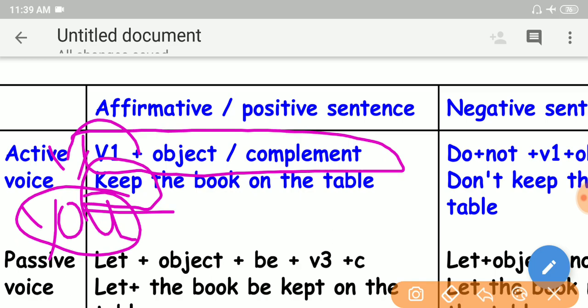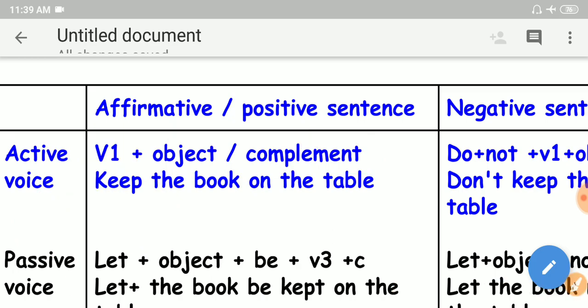For example, you keep the book on the table. That means the sentence is used for only the second person. That's why you is always understood, my dear friends. So you is implied. After that, the V1 form of the verb, the base form of the verb, is to be used, then an object or complement should be used. This is the formula of an active imperative sentence.